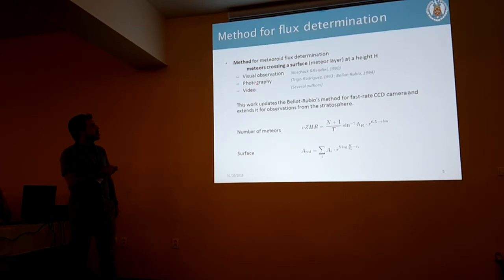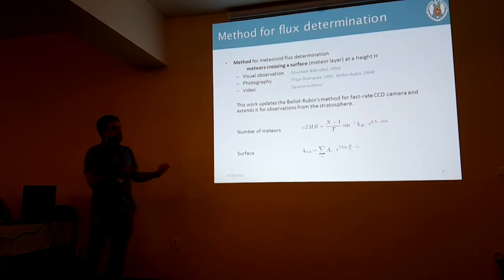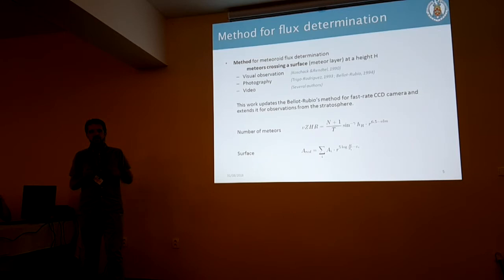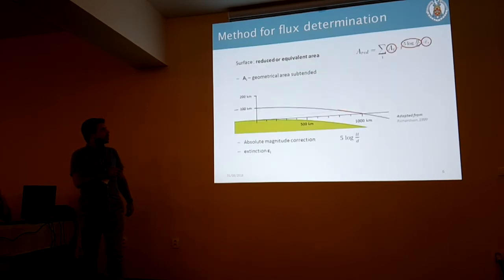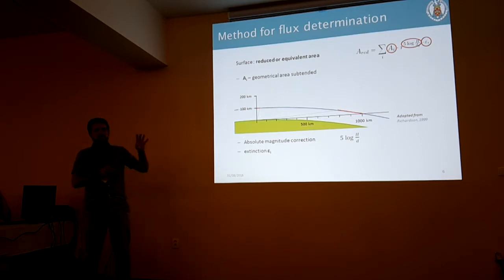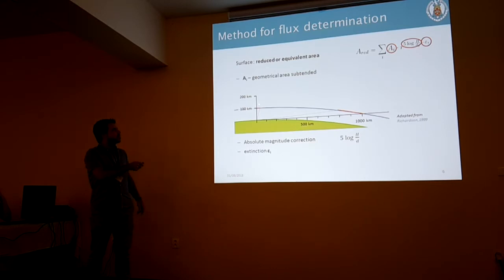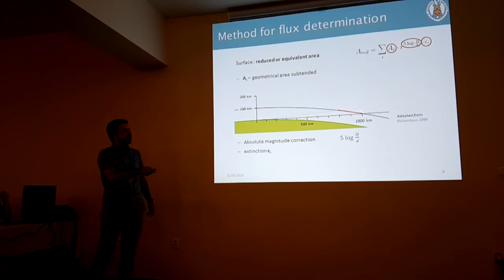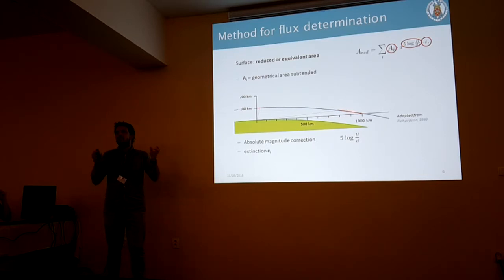I took the method from Bellot-Rubio and extended it for video observation. He did it for photography, I extended it to video, and I also extended it for observation from the stratosphere. So basically, what we do, as was already explained by Circo: when you have a camera that observes a certain field of view, it subtends an angle, and depending on where you point that angle, it observes a smaller or larger area in the meteor layer.